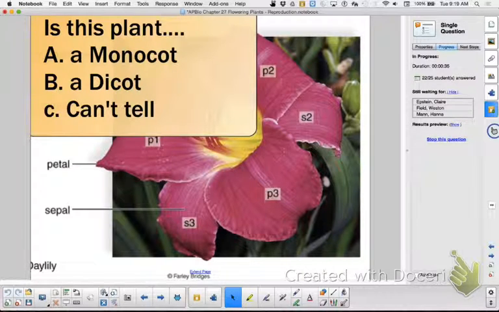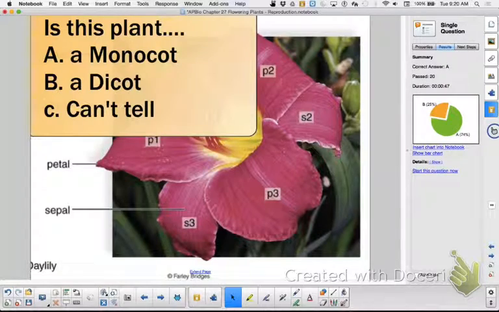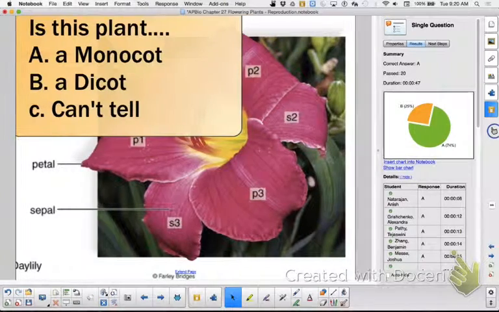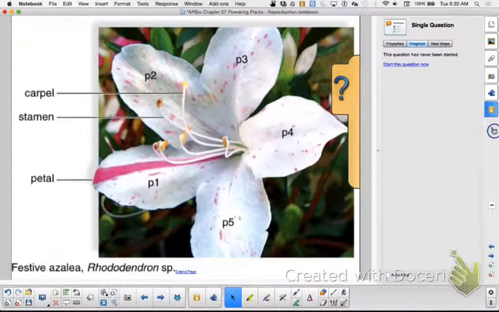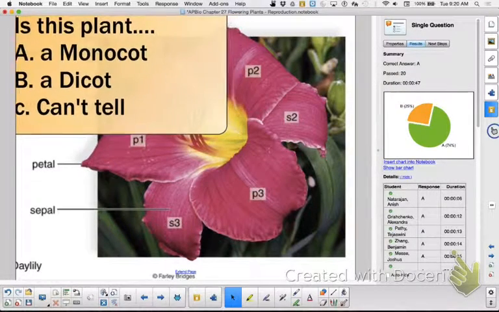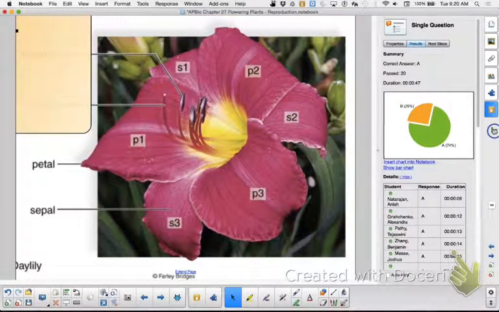Sepals and petals. Changes everything. Oh, good job, Anish. Okay, let's try again. Can you explain? What do we know about monocots? Flower parts in what? Threes? What do eudicots have? Flower parts in fours and fives.